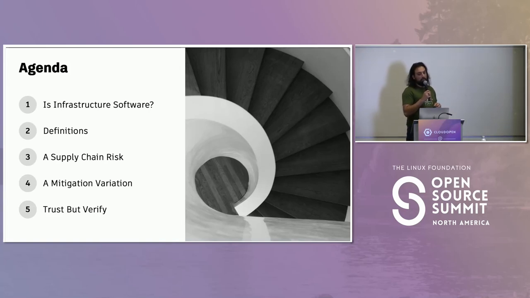First, we're going to talk about whether or not infrastructure counts as software in today's world. Next, we're going to level set on some definitions, and after that, I'll propose a supply chain security risk scenario. And we'll look at a mitigation technique that's a variation on a talk I did at KubeCon North America last year. And finally, we'll look at an incrementally better solution before we get into some questions.